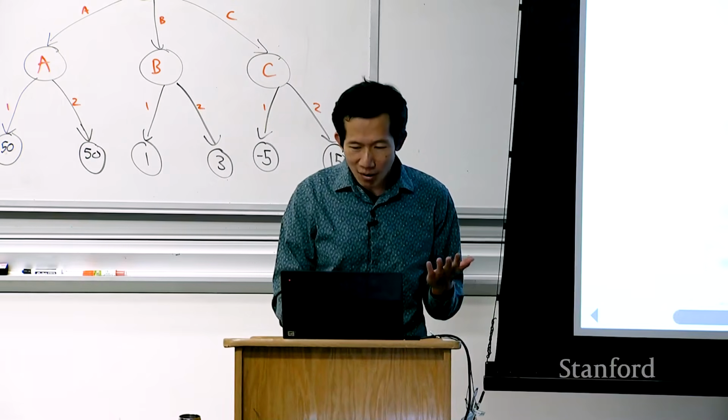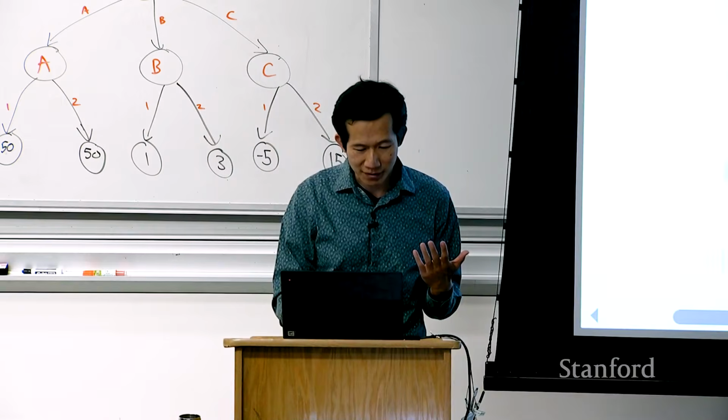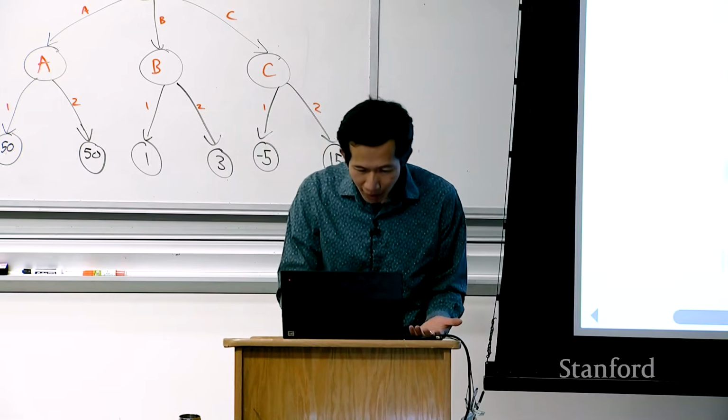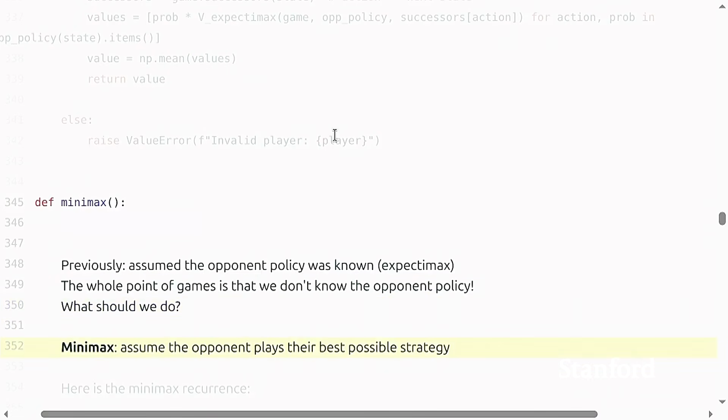But now I'm going to do something different, and this is where I'm going to talk about minimax. Before, the opponent policy was known. But the whole point of games is that we don't know the opponent's policy. So what should we do? There is a principle here that we can follow called minimax. This is to assume that the opponent is out to get you. The opponent will play their best possible strategy and is going to minimize your utility.